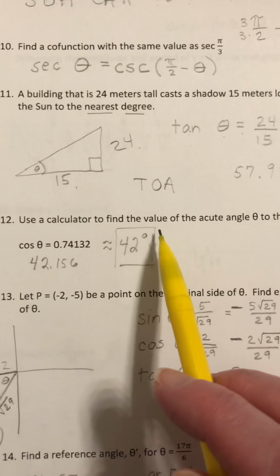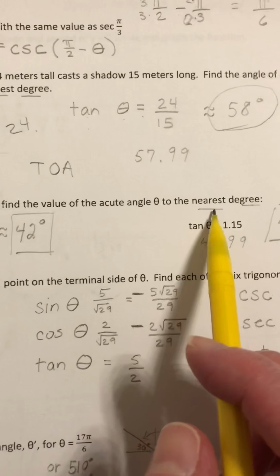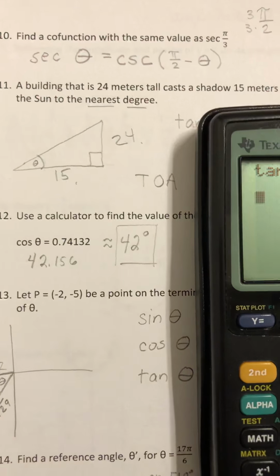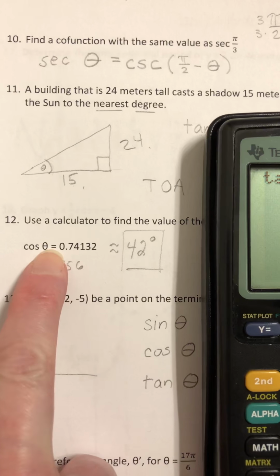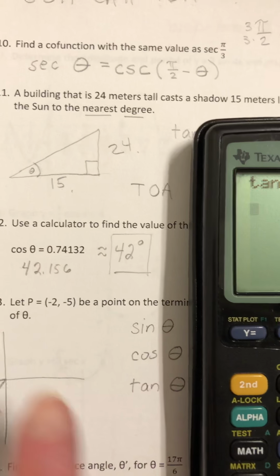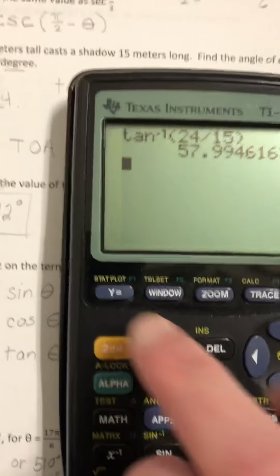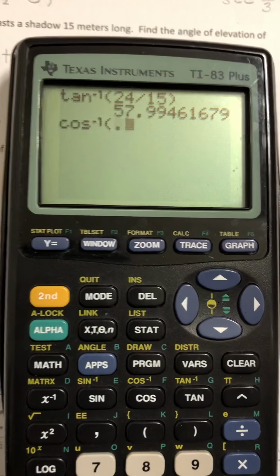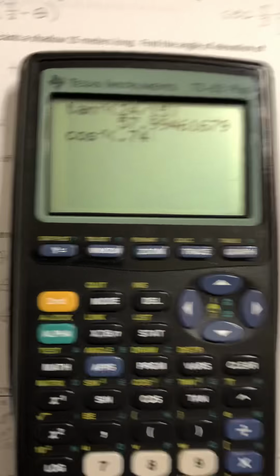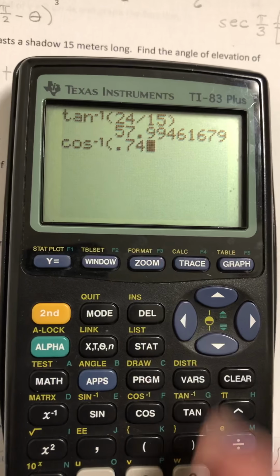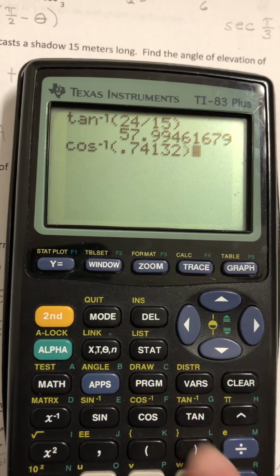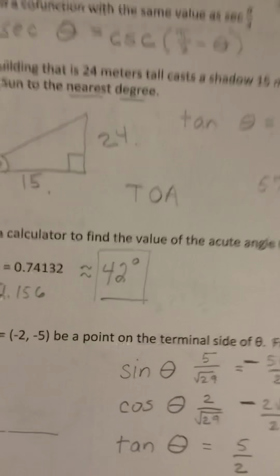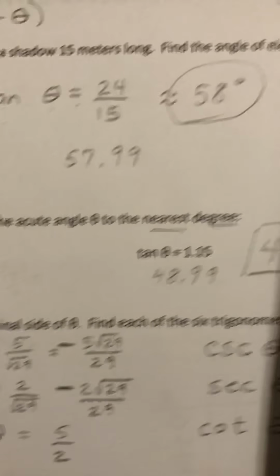Use a calculator to find the value of the acute angle theta to the nearest degree. So all we have to do is make sure we're in mode degrees in our calculator, and to find theta, we have to use the inverse cosine of this. So second cosine is the inverse cosine of 0.74132, and that gives us 42.15, but to the nearest degree, that's 42 degrees.